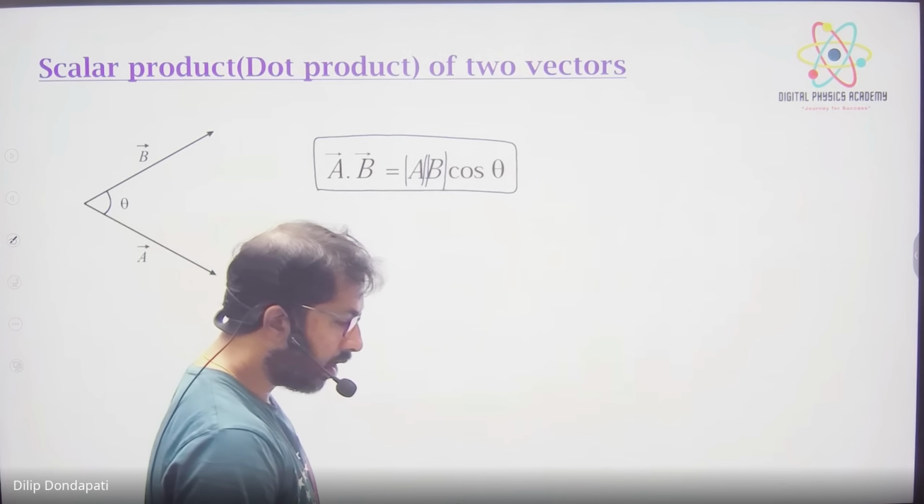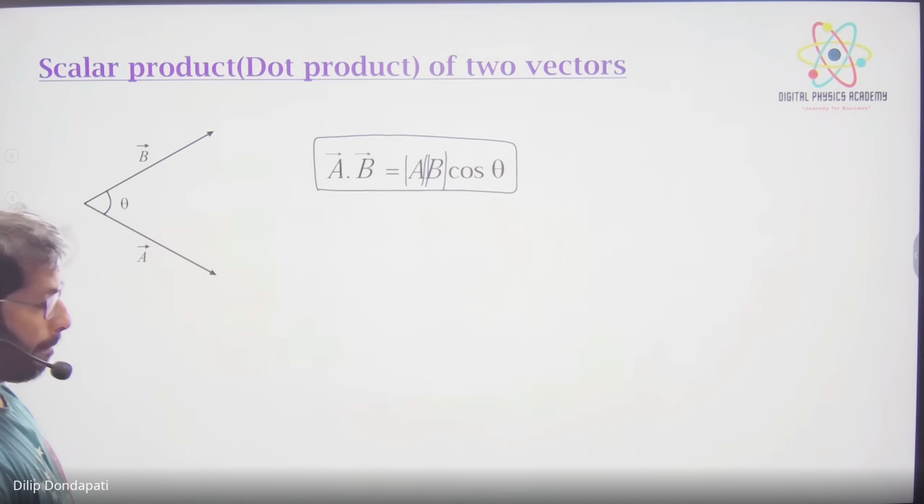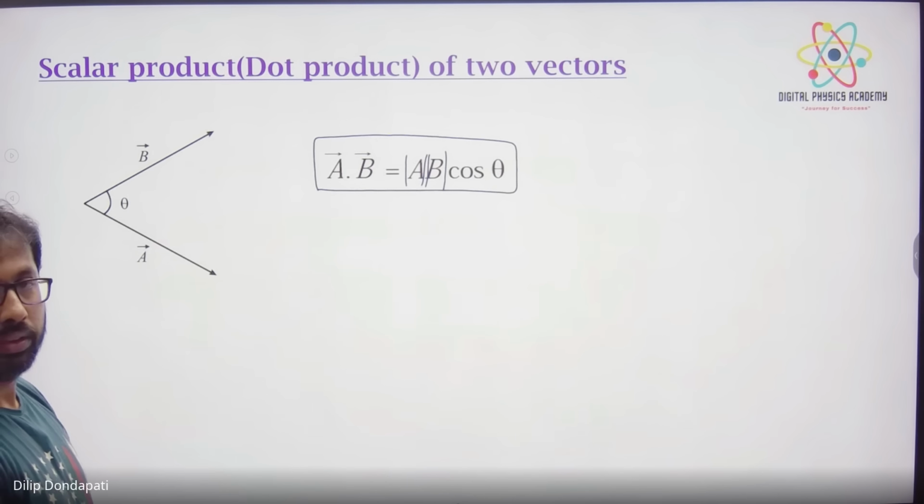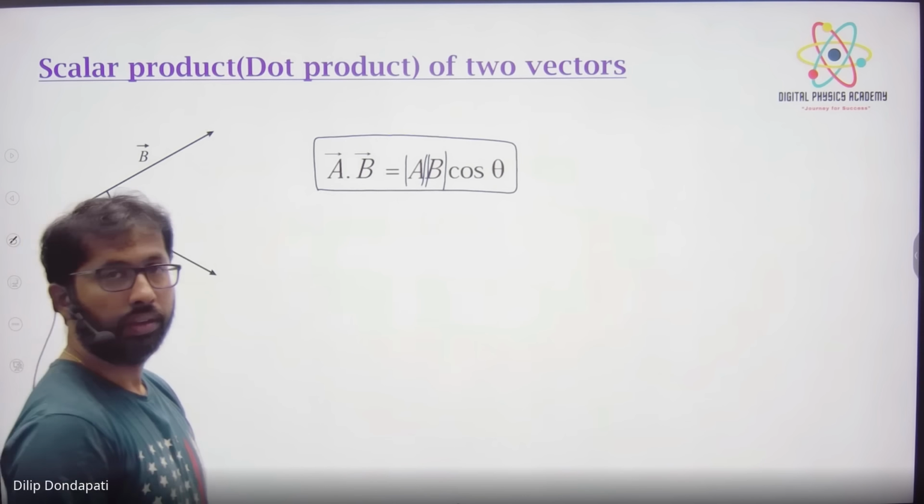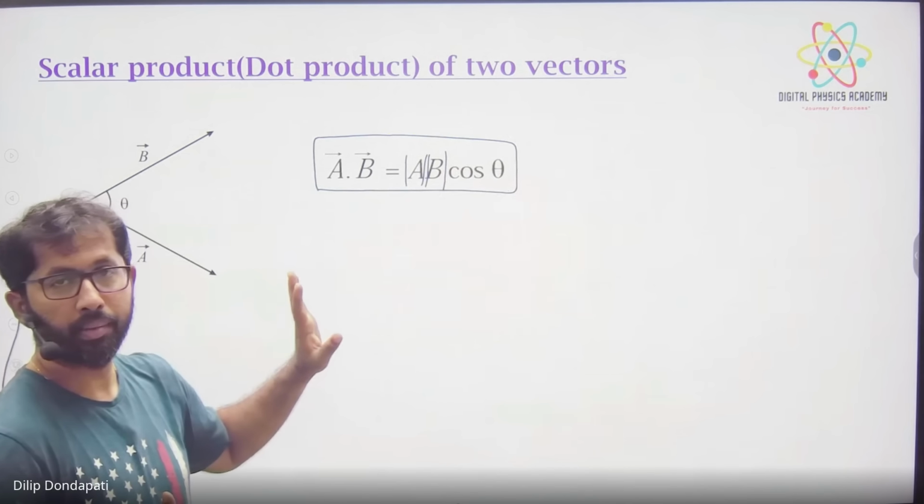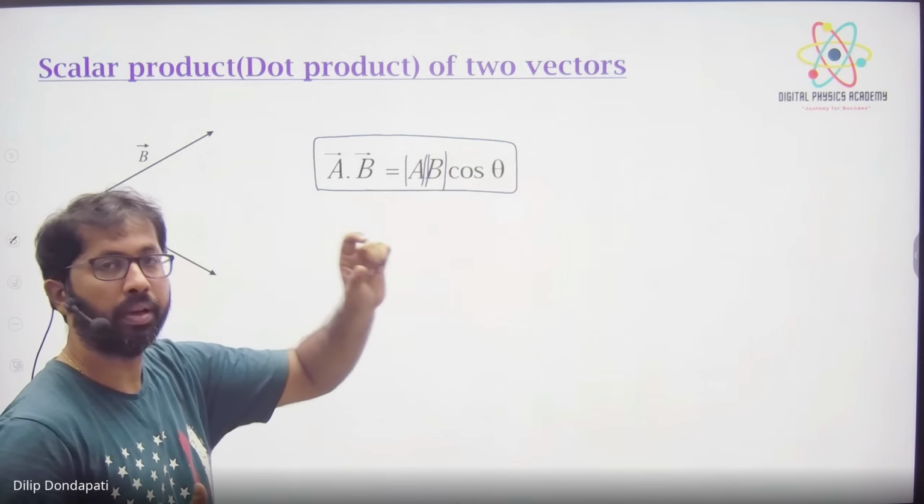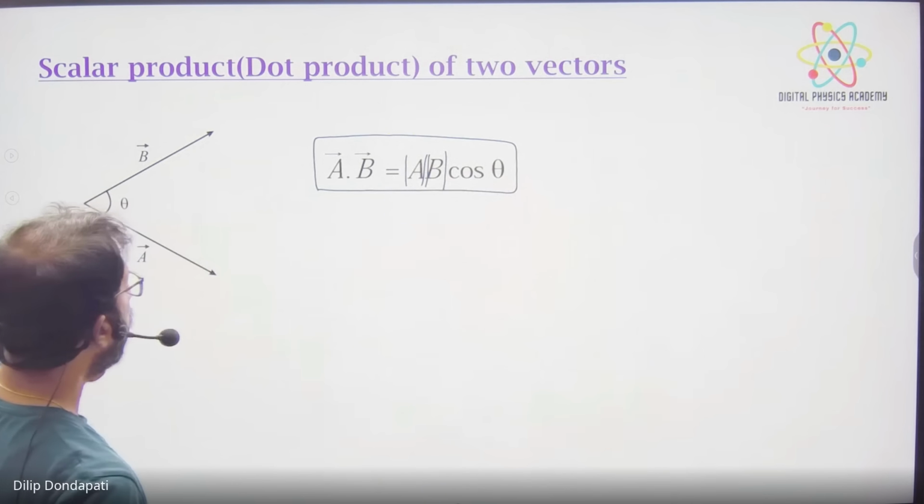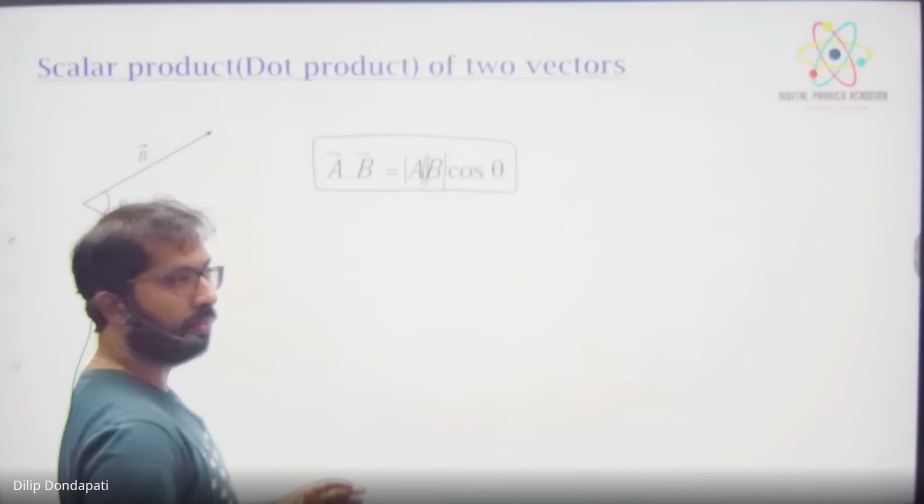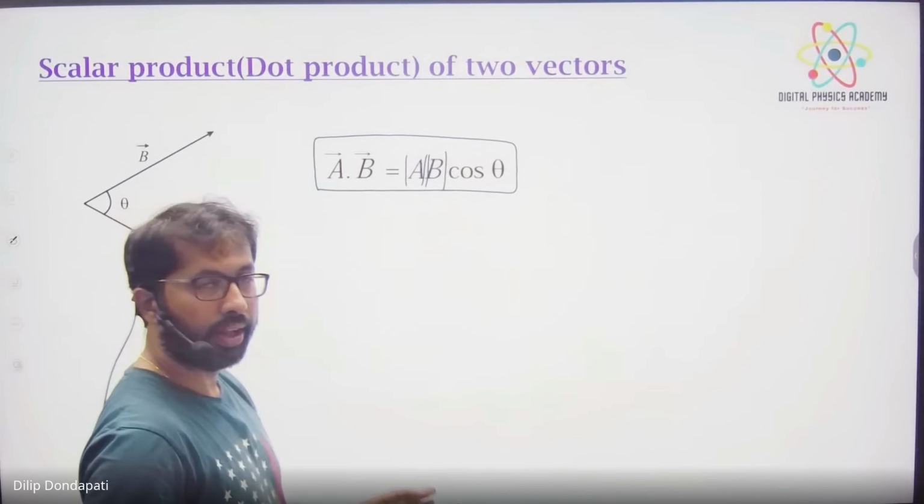A B cos theta. Simple. Two vectors का dot product we are doing. Here it is a scalar quantity. Here no I cap, J cap, K cap. In answer, final answer will be number आएगा. Okay. So what is the formula? Tell me. A dot B formula is mod A mod B cos theta.